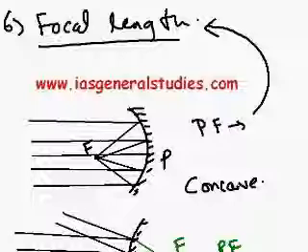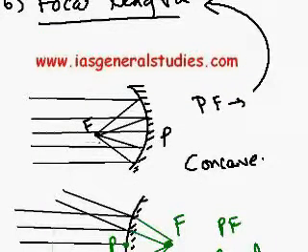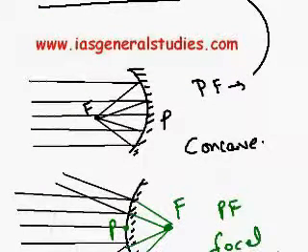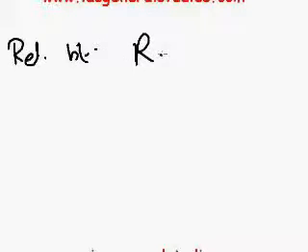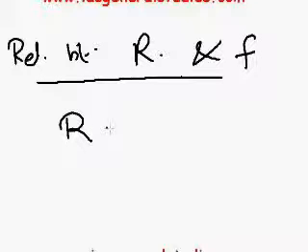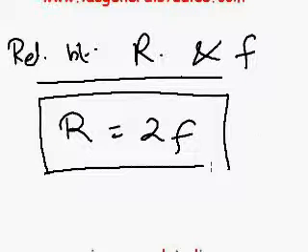So you just have to understand that it is a point of convergence or a point from which the rays appear to be diverging. These points are called the principal focus, and the distance between the principal focus and the pole is known as the focal length. Now coming to the relation between radius of curvature and the focal length. That is nothing but R is equal to 2F. Radius of curvature is twice the focal length.